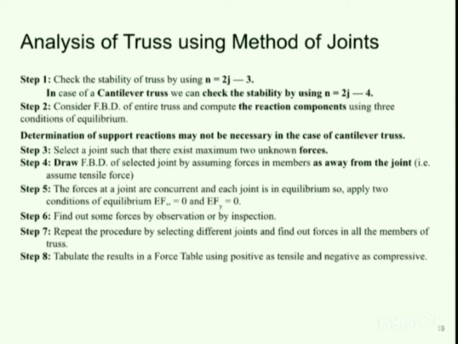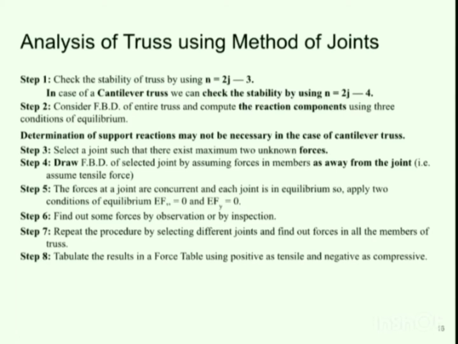There are 8 steps. The first one is to check the stability of the truss. As we have seen, n is equal to 2j minus 3, where n is nothing but the number of the members in a truss. We can also write m in place of n. In case of a cantilever truss, we can check the stability by using n is equal to 2j minus 4. The second step, we need to draw the FBD of the entire truss, mark the reaction components, and then we need to apply conditions of equilibrium to find out the magnitude of the support reactions.